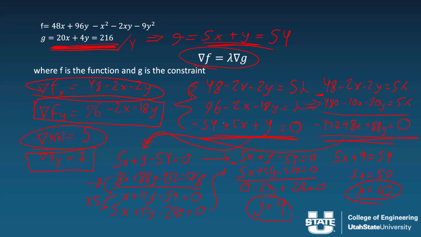We're going to have x equal 10. Now, granted, these golf balls are in the thousands, so it's going to be 10,000 golf balls for 4 hours of advertising. That's going to be our optimal scenario there. Any questions in regards to that problem with Lagrange multipliers?